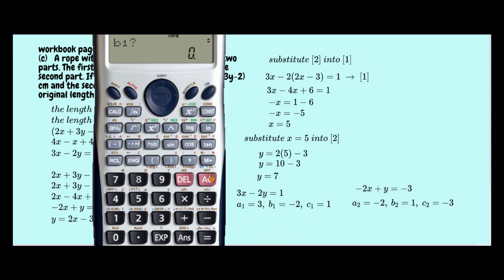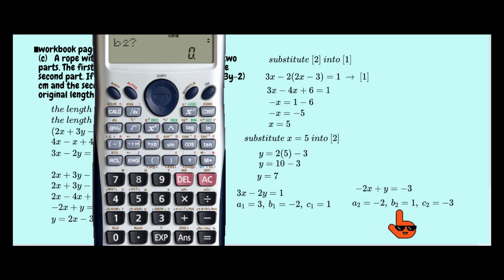b1 is negative 2. Also press the equal sign button. c1 is 1, so press 1, then the equal sign button. Now a2 goes for the second equation. a2 is negative 2. Enter by pressing the equal sign button.